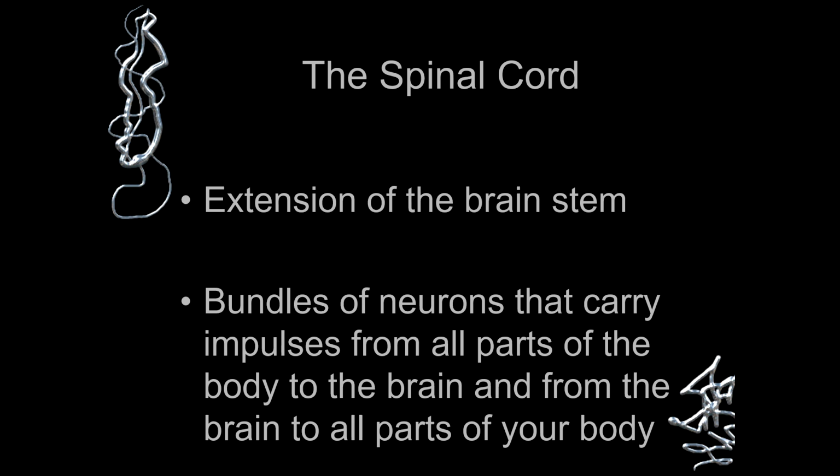Coming to a little more detail in the spinal cord, this is called the extension of the brain stem. It contains neurons that carry impulses from all parts of the body to the brain. That is the spinal cord. All of the messages are coming over here from the body and going to all parts of your body. So it's sending and receiving signals.